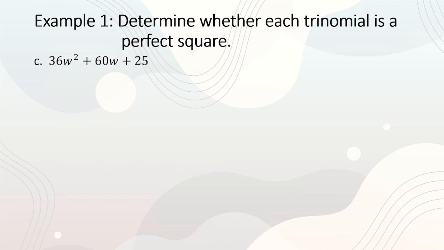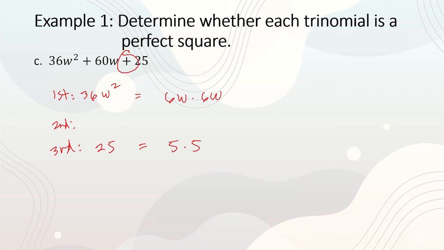Let's try another example. The given here is 36w squared plus 60w plus 25. Our first term is 36w squared, in which you can factor it as 6w times 6w. So it is a perfect square. How about our third term? Third term is 25. Factor of 25 is 5 times 5. So it's still a perfect square. It's a plus, so that means it's okay.